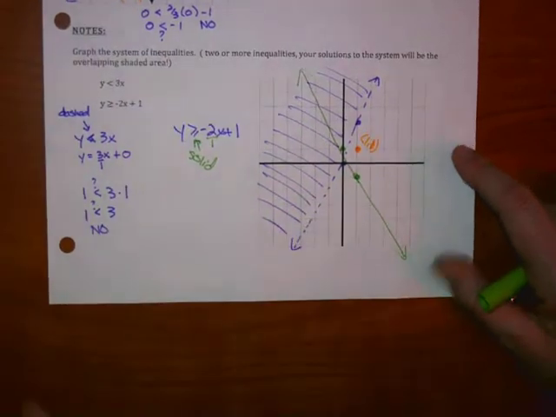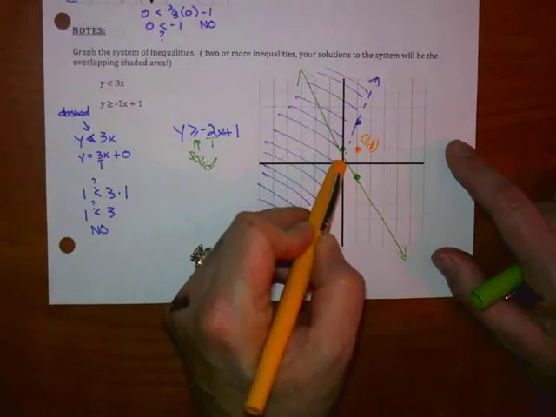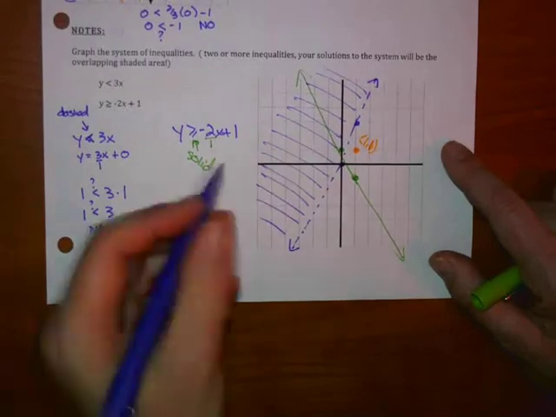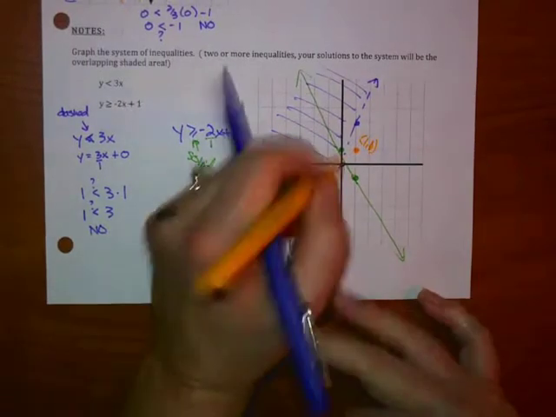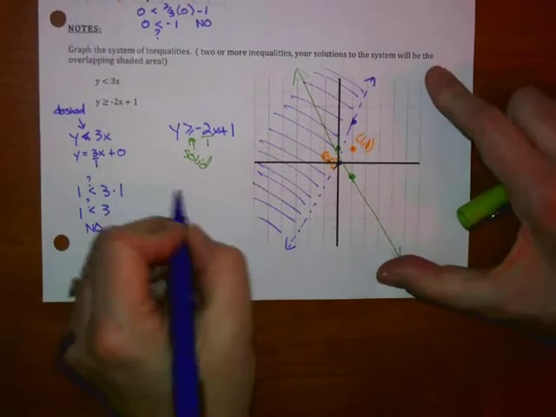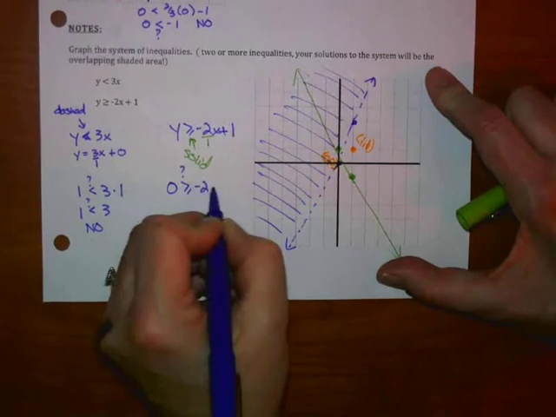Okay? Now, even though it kind of looks like it, this does not go through (0, 0). So I can use (0, 0) to find out what side to shade. Here's (0, 0). Okay, so I'm going to plug in 0 for x and y and see if this is a true statement.